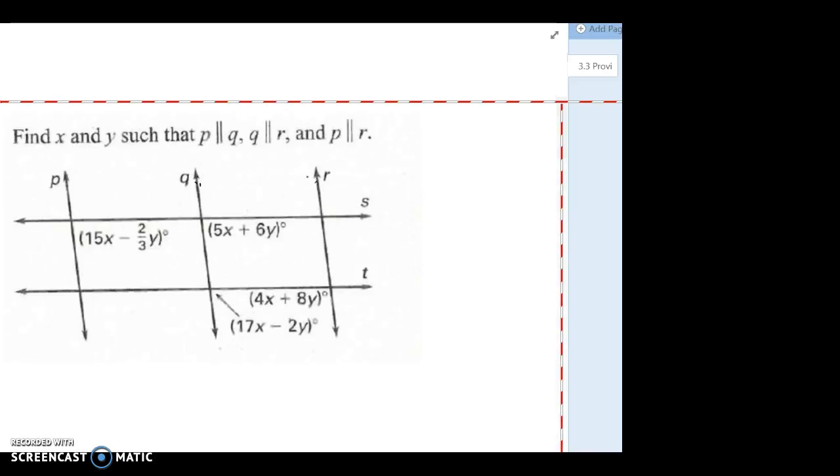and y. If you take a look at the relationship between this angle here and this angle here, we can see that they are corresponding angles. And so we know that if two parallel lines are cut by a transversal, then corresponding angles have to be congruent to each other. So I'm going to set up an equation over on the right-hand side here. I have 15x minus 2/3 y, and it's going to be equal to 5x plus 6y. So I know those are equal to each other.